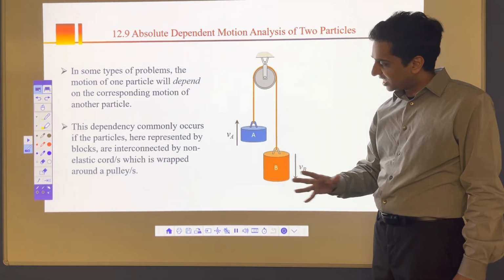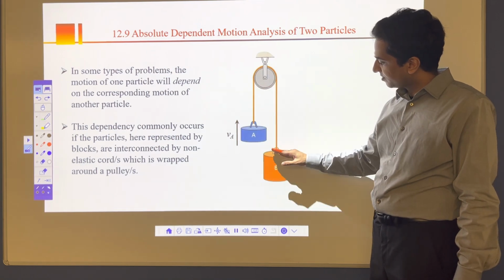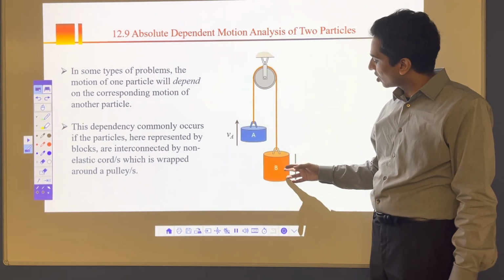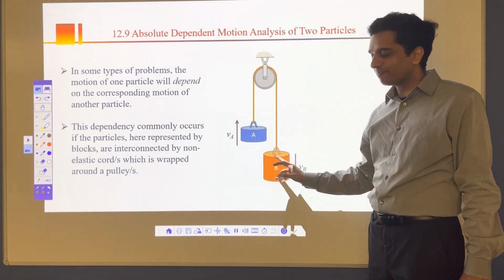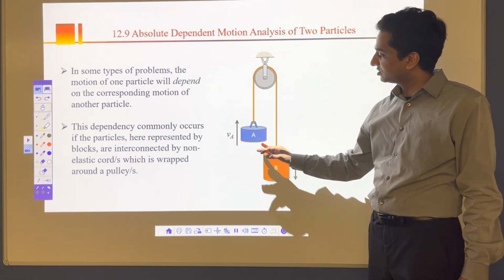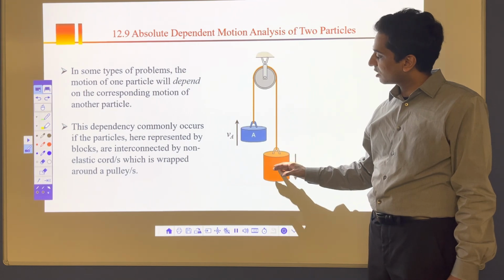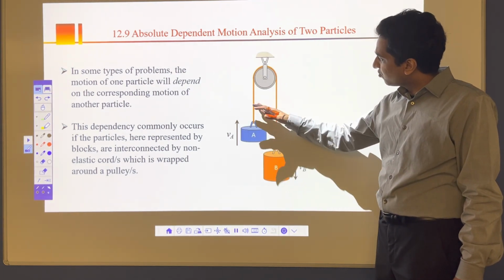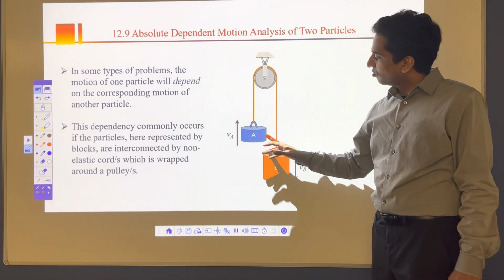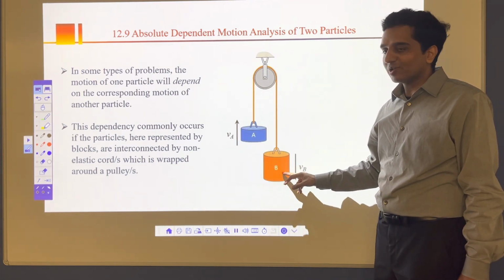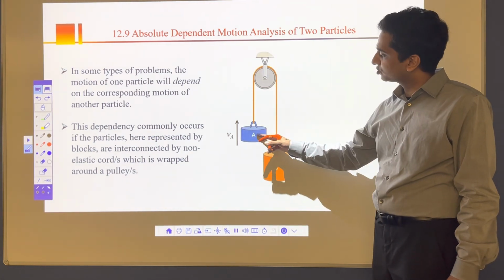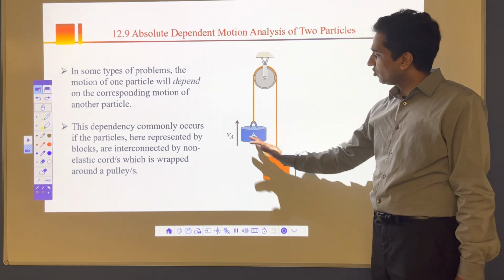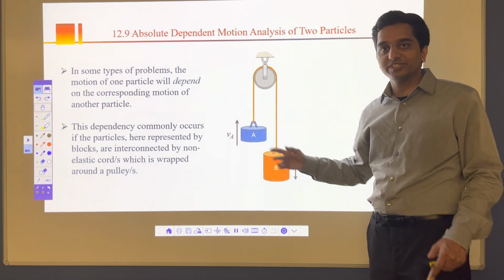So now you can imagine if A goes up, B will go down, or if B goes up, A will go down, and the velocity will stay the same. The velocity of A is dependent on B, or you can say the velocity of B is dependent on A. For this problem you can imagine that whatever the velocity of A is will be the velocity of B in the opposite direction. If this is going upward at 2 meters per second, this will come down at 2 meters per second. So we know the velocity will be the same in the opposite direction.